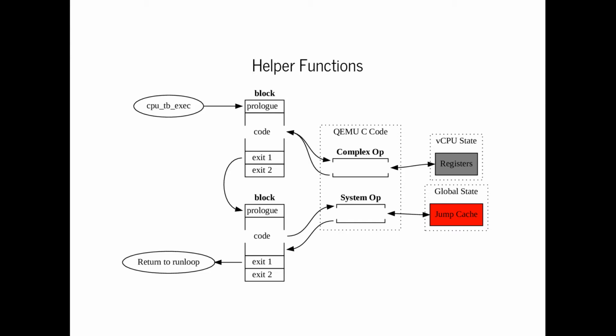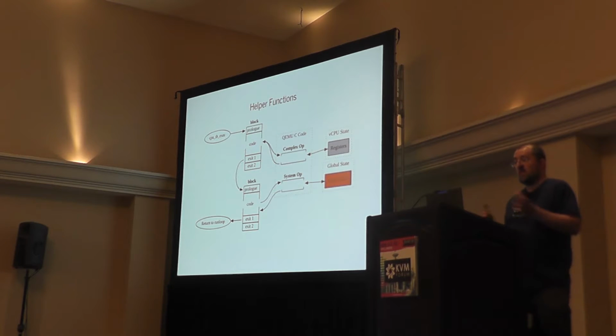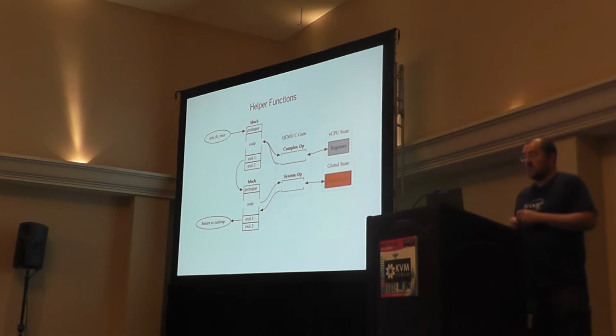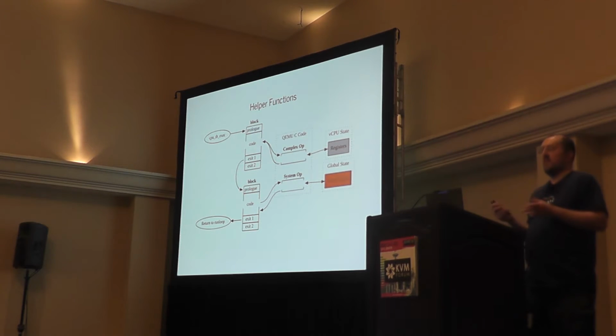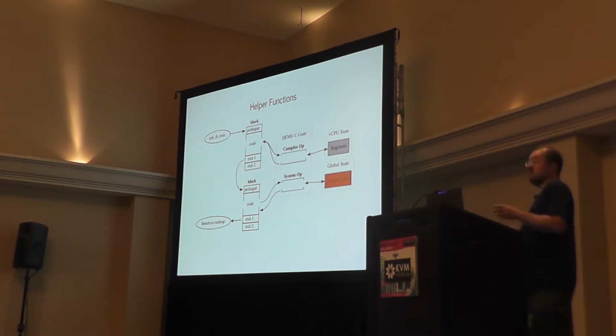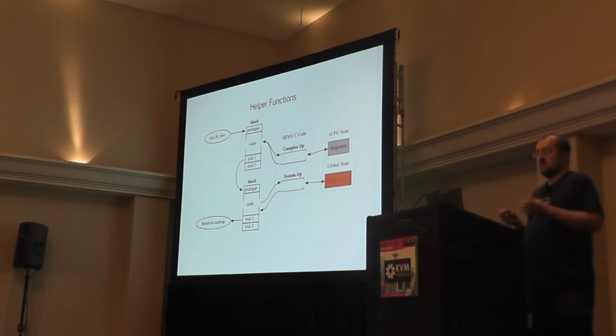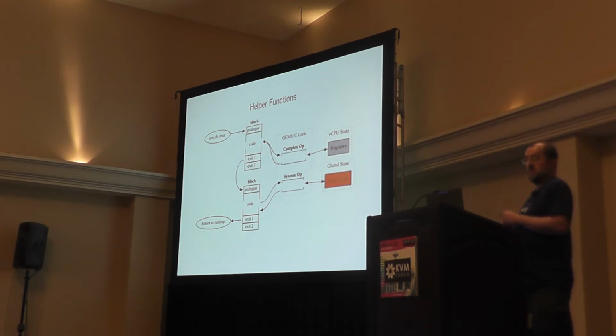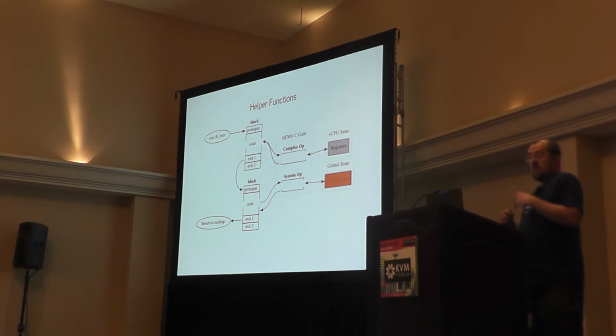The second case is helper functions. Helper functions are called directly from the translated code, and you can call them for a whole number of reasons. Often they're used to do an operation that would be very fiddly to do with the TCG ops themselves. For example, most of the SIMD and floating point instructions are implemented by helpers. However, a number of instructions have an effect on system state. An example would be a system TLB flush.